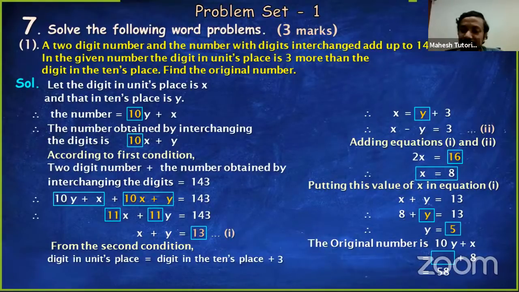So students, now we have got the value of x. What is the value of x? 8. We have got the value of y. What is the value of y? 5. So now students, in the last step, we'll write down the original number.